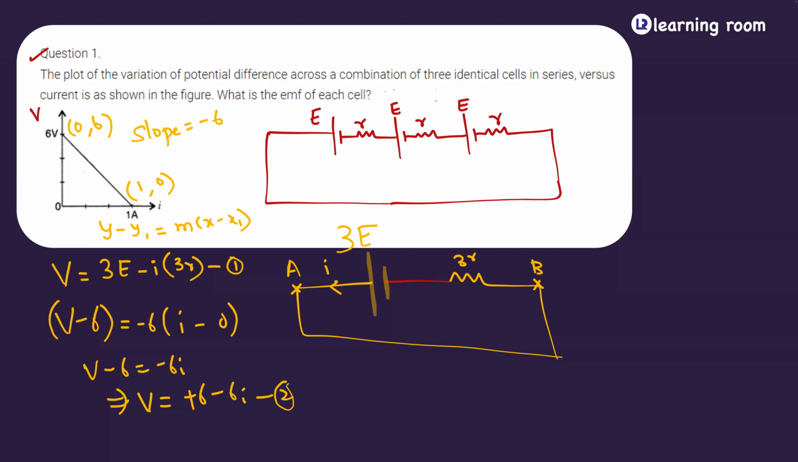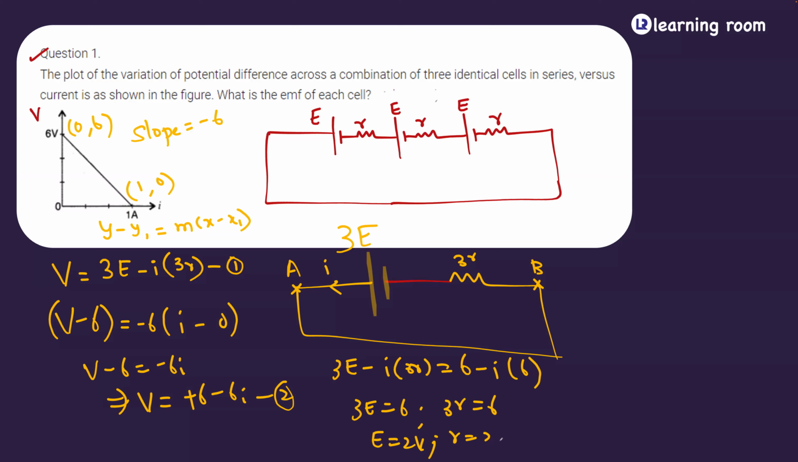Okay. If I compare the first equation and second equation, left hand side is terminal potential, right hand side is a mathematical expression. So 3E minus I into 3R is the same as 6 minus I into 6. Am I right? So 3E is equal to 6 and 3R is equal to 6. So E will be 2 volt and R will be 2 ohm. Okay. Suppose the same question was asked where you need to calculate the EMF of each cell and the internal resistance. This procedure is helpful.